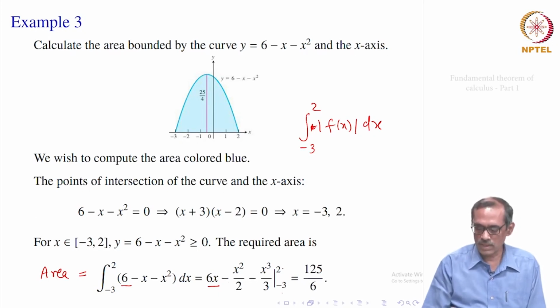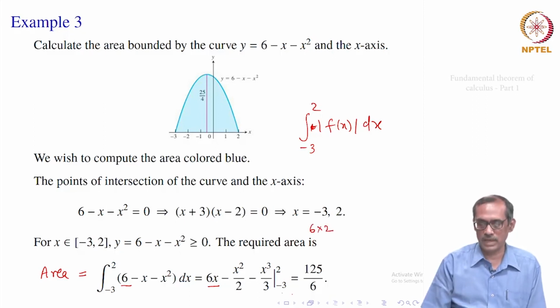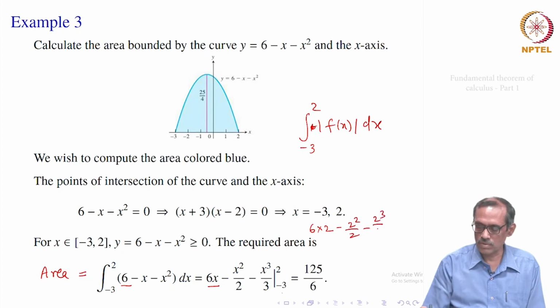So, how to evaluate this? It will be f of b minus f of a, where b is the top one, which is 2 here. So, 6 into 2 minus 2 square by 2 minus 2 cubed by 3. This expression is f of b minus f of a at minus 3, similarly 6 into minus 3 minus minus 3 square by 2 minus minus 3 cubed by 3. This is the expression.